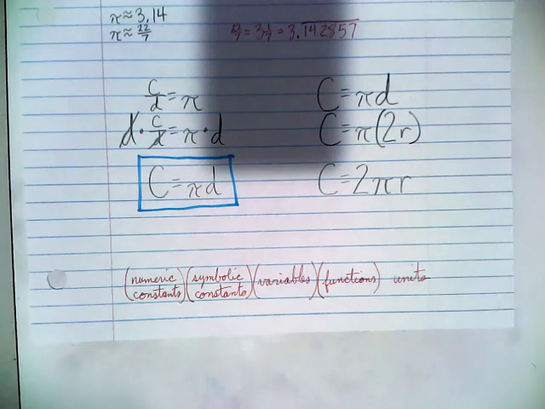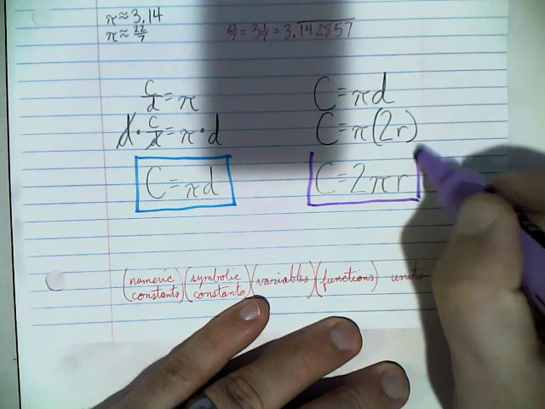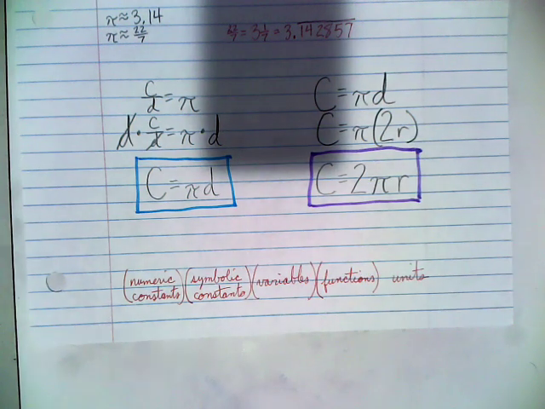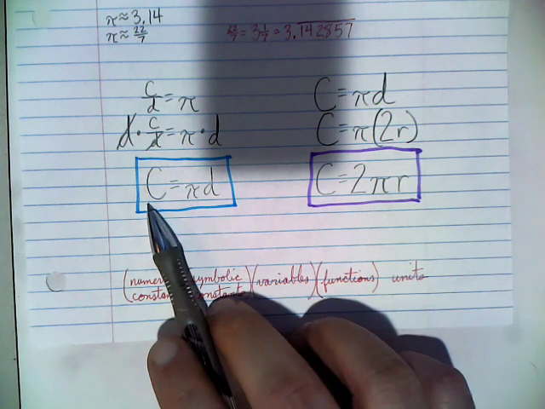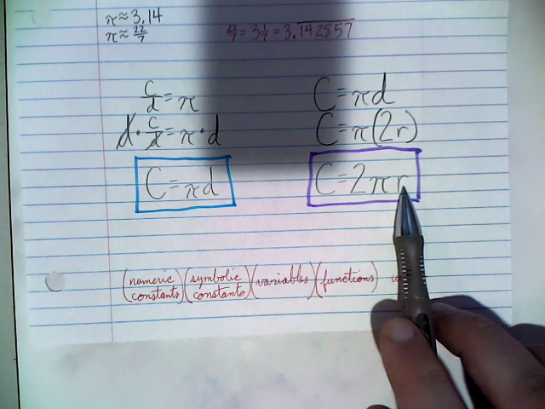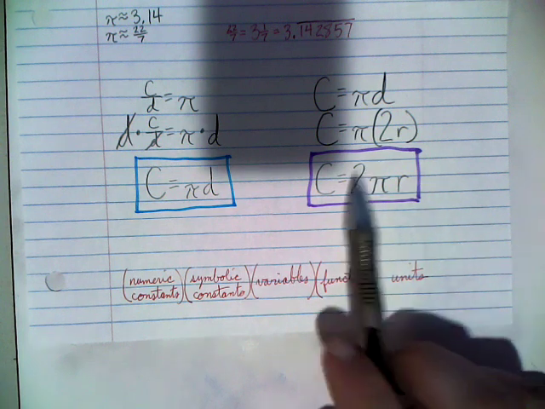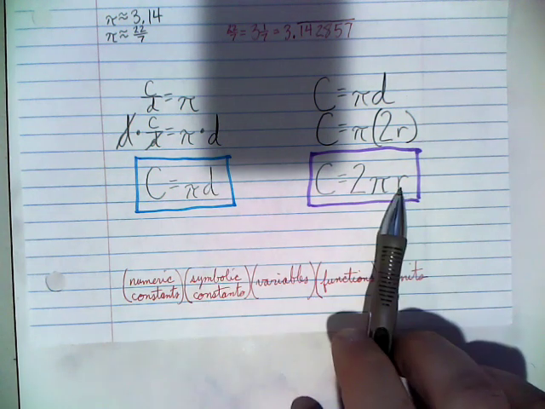So with that being said, grab another highlighter here. We have a second formula now for circumference. And the only difference between these two, really, is that one uses d to find the circumference, and the other uses r to find the circumference. That's really the big difference. So I know there's a 2 there, but the important part is this uses diameter, this uses radius.